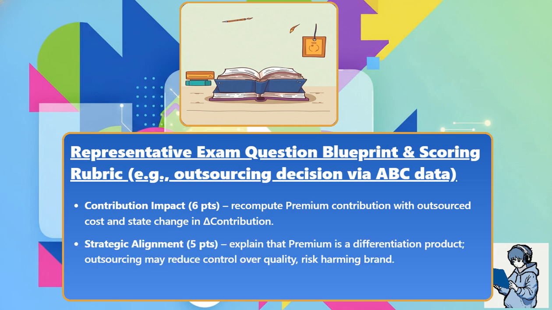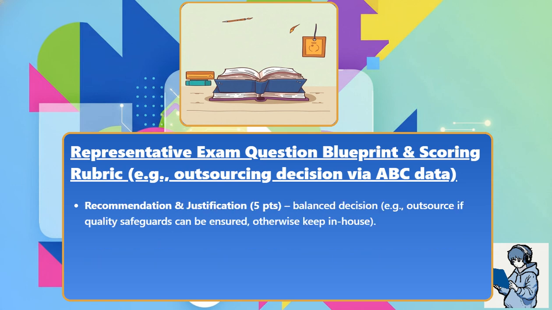Strategic alignment, 5 points: explain that Premium is a differentiation product. Outsourcing may reduce control over quality and risk harming the brand. Recommendation and justification, 5 points: balanced decision, for example, outsource if quality safeguards can be ensured, otherwise keep in-house.